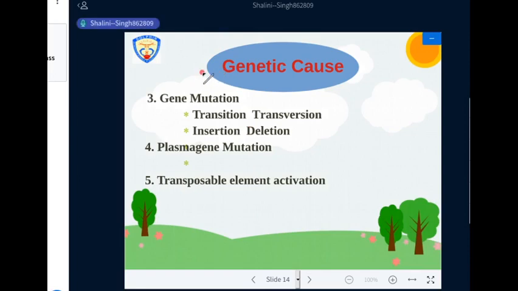Or there may be gene mutation, transition, transversion. There may be plasmagene mutation, that means mutation in the cytoplasmic genes. Cytoplasmic genes are present in plant cells due to the chloroplast DNA and mitochondrial DNA. And it may also be due to transposable element activation, transposable elements or transposons or jumping genes.